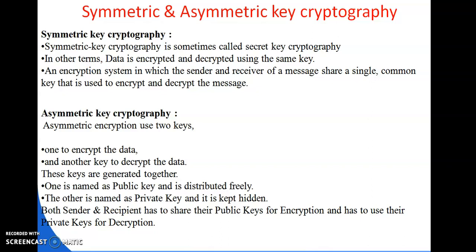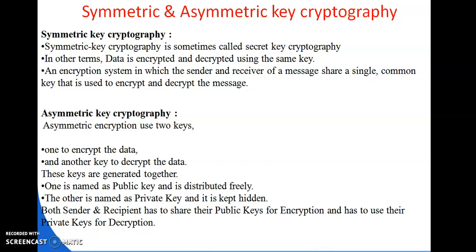Symmetric key cryptography, sometimes called secret key cryptography, means data is encrypted and decrypted using the same key. For both encryption and decryption, the same key is used. It is an encryption system in which the sender and receiver of a message share a single common key that is used to encrypt and decrypt the message.